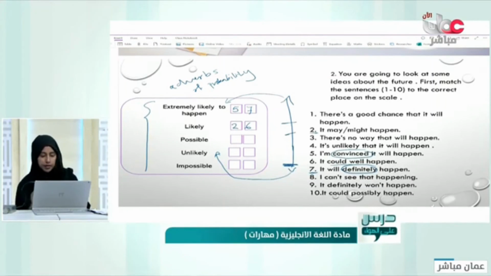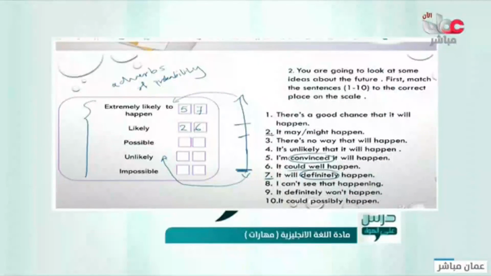What do you think? There is no way, unlikely. We have I can't see that happening. It definitely won't happen. It could possibly happen. Okay, so let's see. Number here, maybe here, the first one. So it will be here. This one here, maybe. I didn't see number 1. So this one will be number 1 here. There's a good chance. It will be here number 2. And possible, it means also number 10. It could possibly. Number 10.